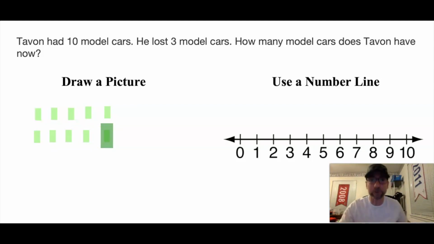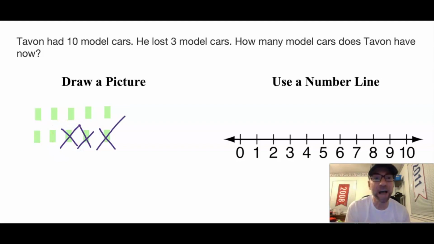Go ahead and draw your 10 cars on your whiteboard. Remember that it's a math picture, so we shouldn't see any wheels or windshield wipers or doors or anything like that. Now, we've learned in the past that if he lost 3 of his cars, we're going to cross them out in our picture. So let's go ahead and cross out 3 of the cars. Mr. Enzi's doing it also, in case you need help.